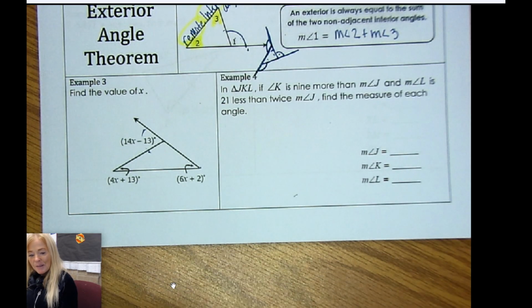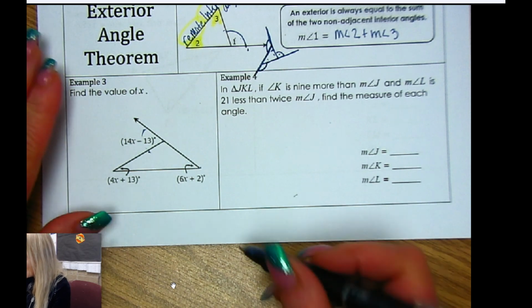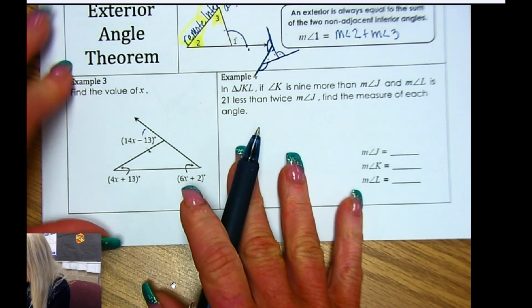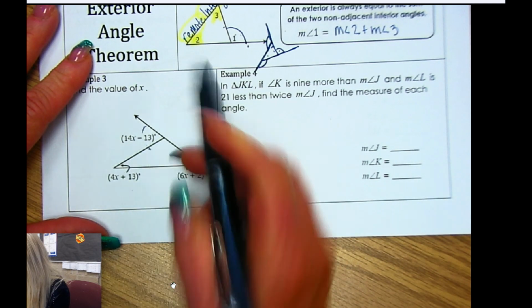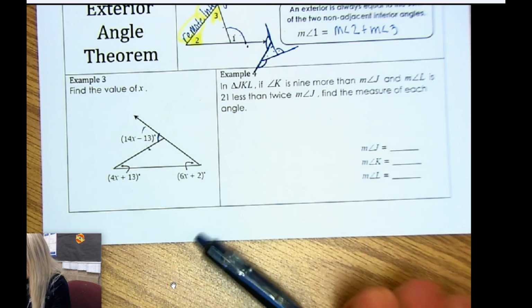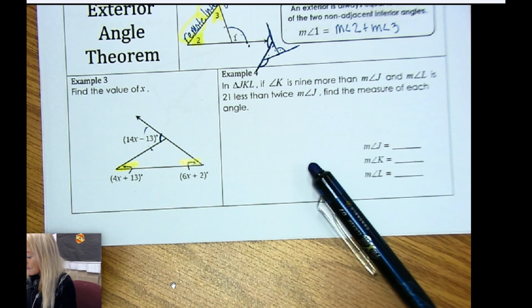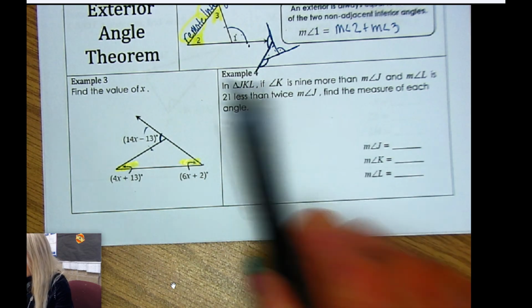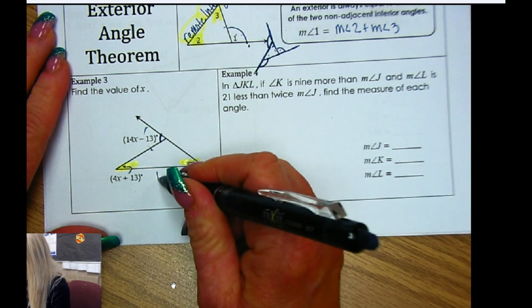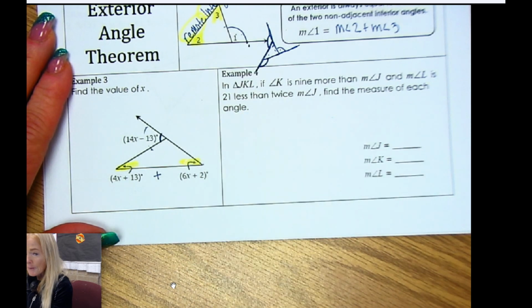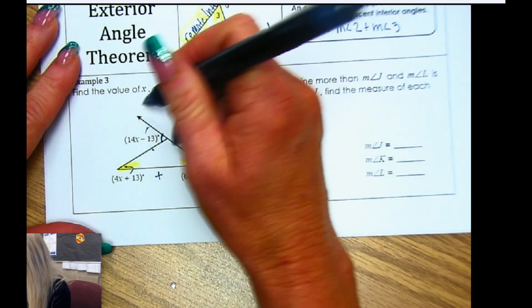Normally I like to ask you guys, but because it's on video, we're going to try to just do it ourselves this time. So this angle is the exterior angle. The 2 remote interior angles are the 2 inside of the triangle that are not attached to the exterior angle. And it is those 2 we add together and set equal to that one. So you have to be very careful with what we're doing.